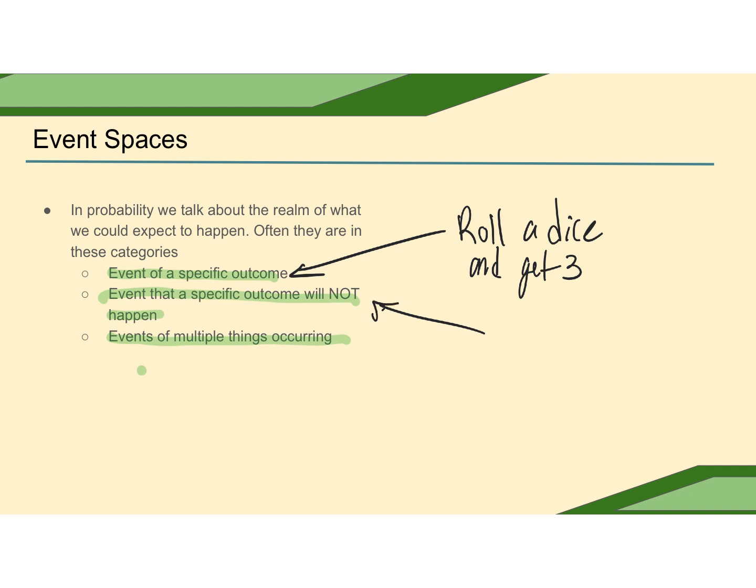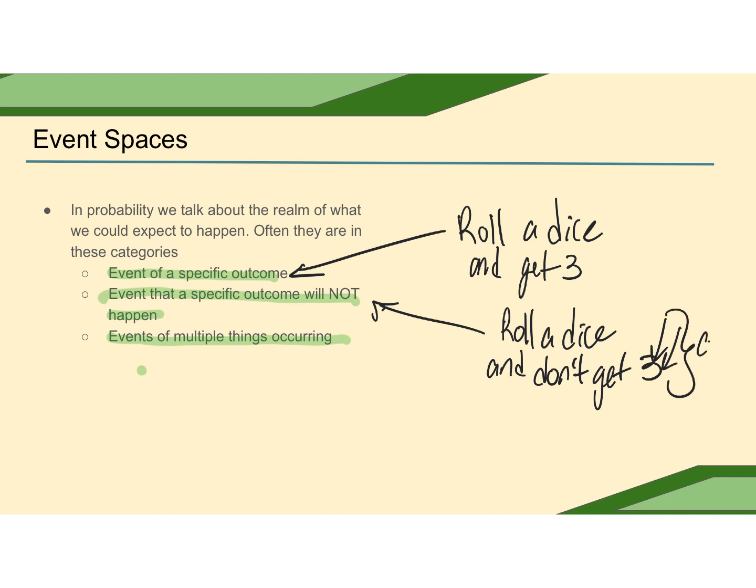Let's say we roll a dice and we don't get 3. I don't need a specific number. What I need is not a specific number. And so this is what we would refer to as the complement.